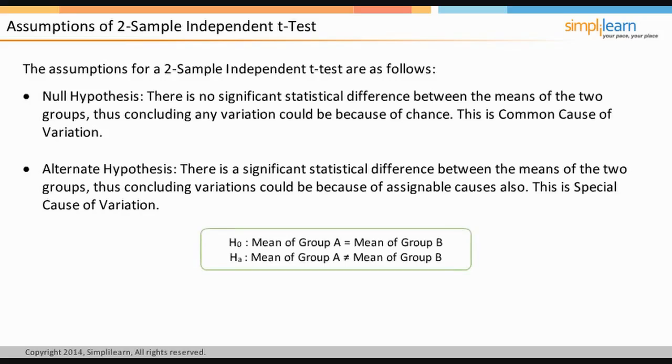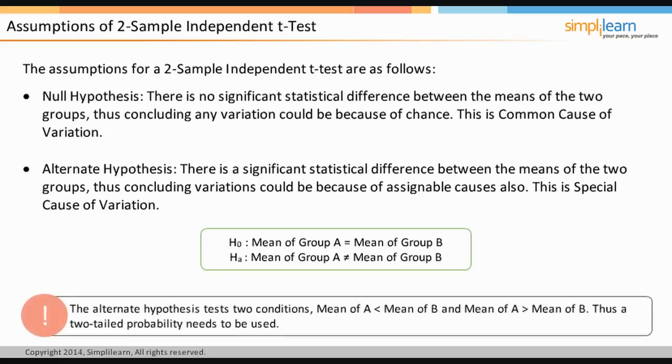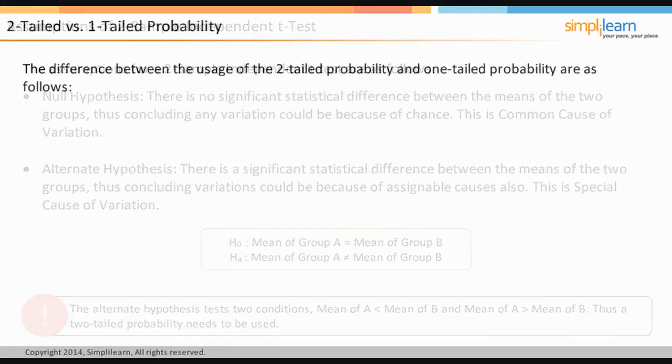The null hypothesis states the mean of group A is equal to the mean of group B. The alternate hypothesis states that the mean of group A is not equal to the mean of group B. Note that the alternate hypothesis tests two conditions: mean of A is less than mean of B, and mean of A is greater than mean of B. Thus, a two-tailed probability needs to be used. Before we interpret the t-test results, let us compare the two-tailed and one-tailed probability in the next screen.